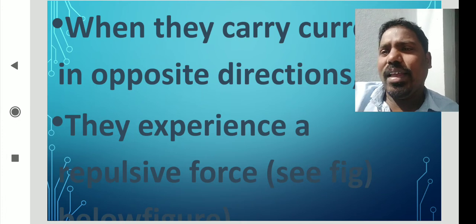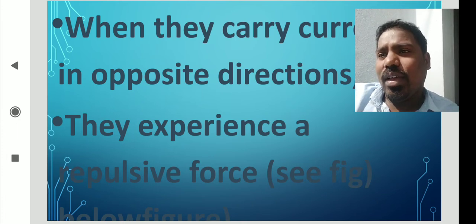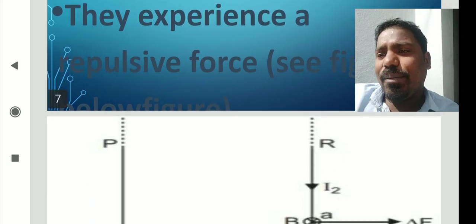What is that? Repulsive force. I1 and I2 are not in the same direction. Instead of the same direction, they are in opposite directions. That is the reason a force is experienced between these two conductors. That force is a repulsive force.